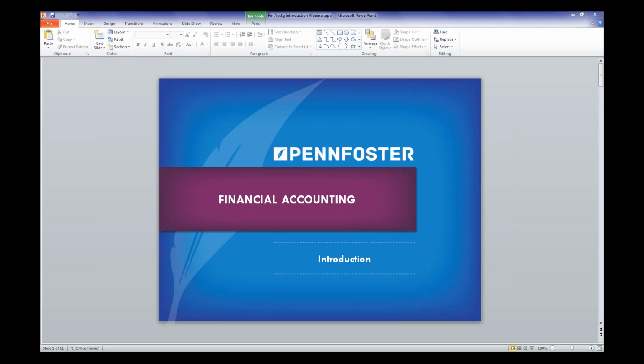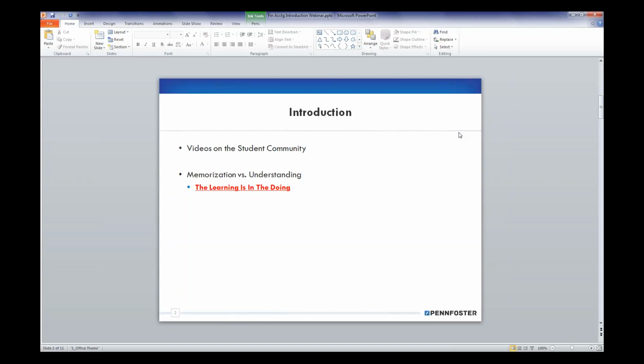As I said, this is an introduction to financial accounting, and it's covering the first 3 chapters of the textbook, which is basically about bookkeeping. All right, and I'll get to that in just a little bit more. But as you can see on this slide, I wrote as an introduction: videos on the student community, and then memorization versus understanding. So let me jump over to the student community because I want to show you something here. Okay, here we go.